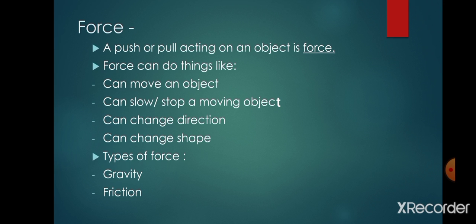Now, what is force? Force is the push or pull applied on an object. It can move a stationary object, which is an object at rest. It can stop a moving object and even slow it down. It can also change the speed and direction of a moving object, and it can change the shape of an object. So these are all the things that we can do with the help of force.